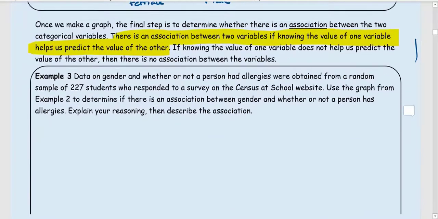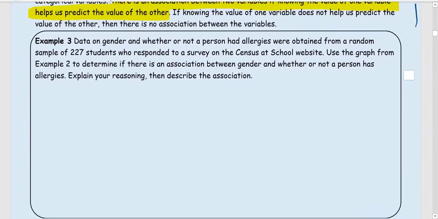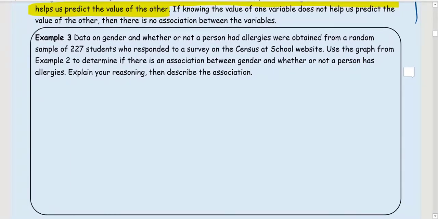Okay. So example number 3, the data on gender and whether or not a person has allergies were obtained from a random sample of 227. This is the exact same one as the other one here. Okay. Use the graph from example 2 to determine if there is an association between gender and whether or not a person has allergies. And we're going to explain our reasoning.